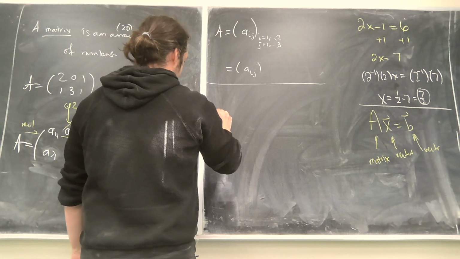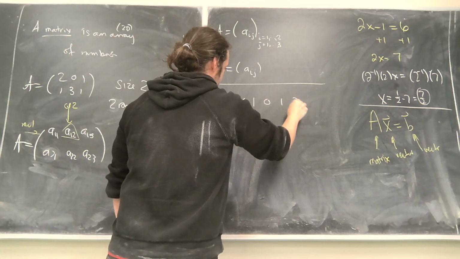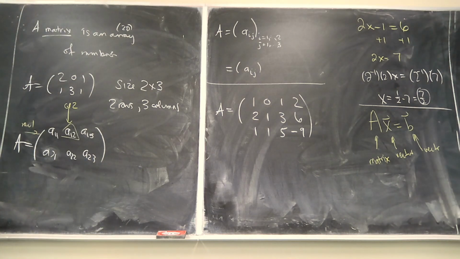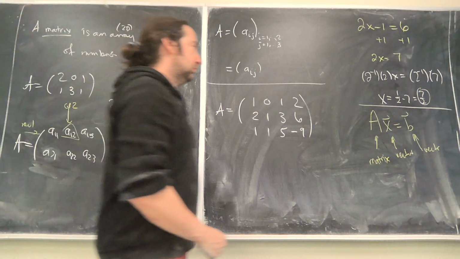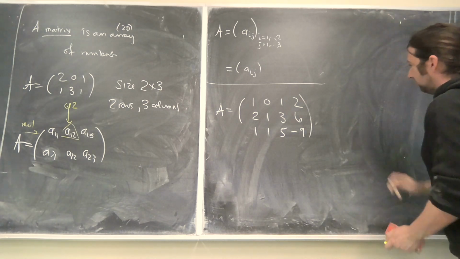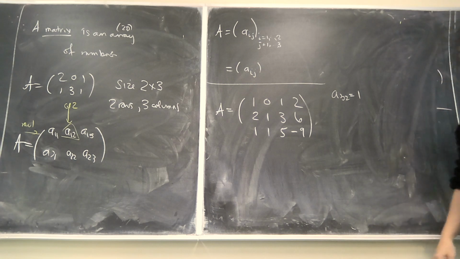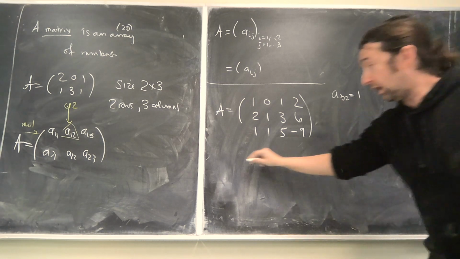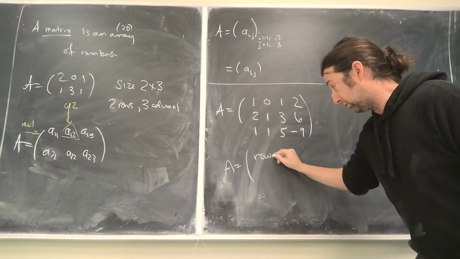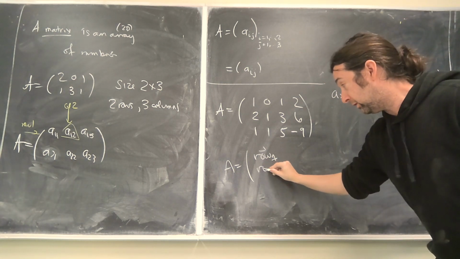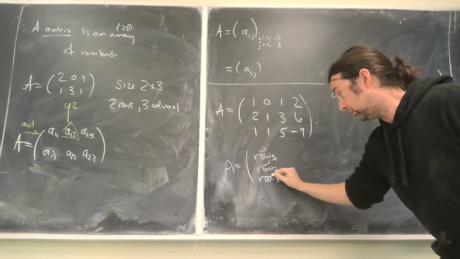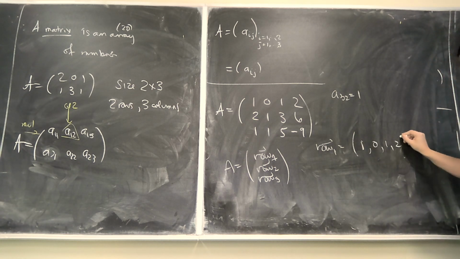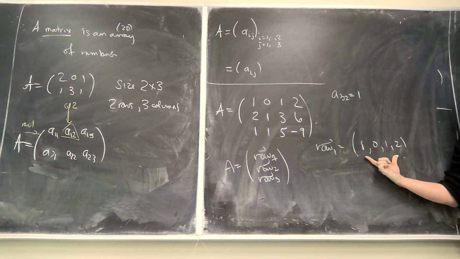So, in this matrix over here, if I write down something like A is equal to 1, 0, 1, 2, 2, 1, 3, 6, 1, 1, 5, minus 9. And I ask you for the A32 entry. What is it? A32 is equal to 1. I can also think of a matrix as being constructed from a set of row vectors. So I could think of this matrix A as also being a row vector, row 1, and then another row, row 2, and then another row, row 3, where row 1 is equal to 1, 0, 1, 2. It's called a row vector because it's set up long ways instead of tall ways.